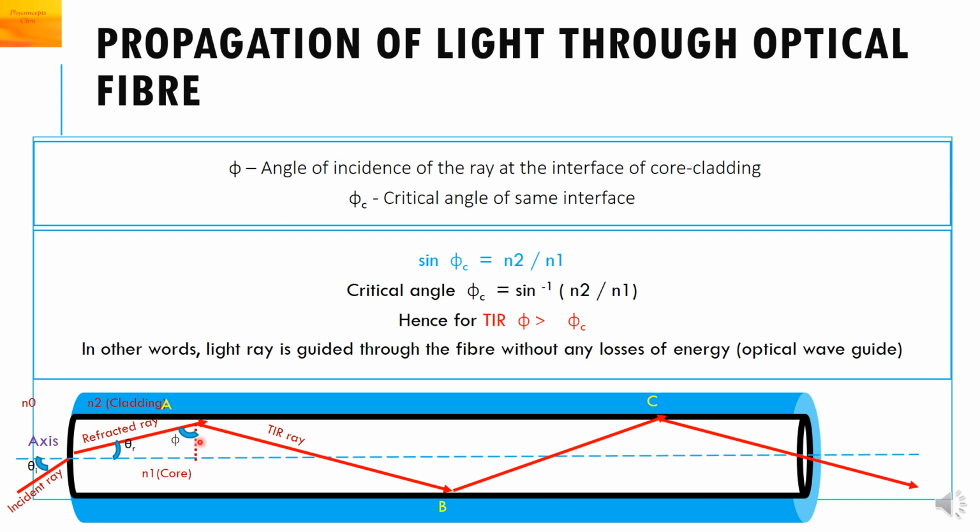So we will write down the Snell's law which we had seen in the first video of this series. We'll write down the formula: sin phi c is equal to n2 upon n1. So we can write down the critical angle phi c by rearranging this formula. It will be sin inverse of n2 by n1. So if TIR has to occur, phi should be greater than phi c. In other words, the light ray is guided through the fiber without any losses of energy. We can call this optical fiber an optical waveguide, which guides the light through this fiber.